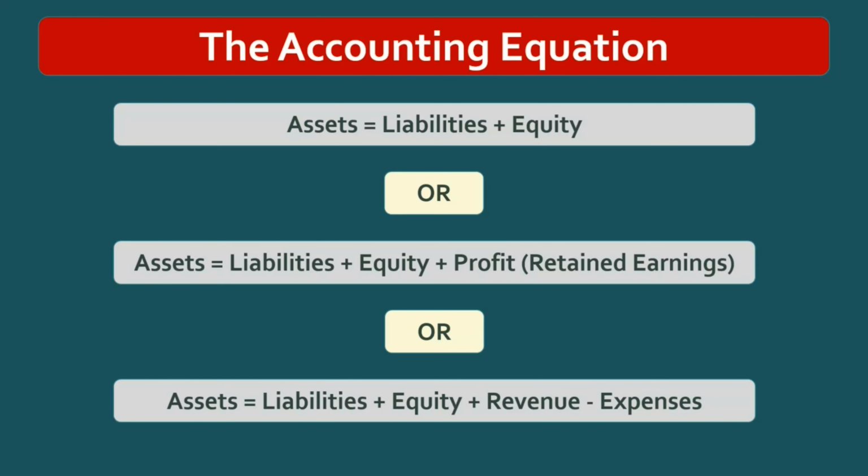After year-end closing, profit will become part of equity because retained earning is always added to the equity in balance sheet. That's why the final result will be the accounting equation in short form. Assets is equal to liabilities plus equity. So this will be the final accounting equation.